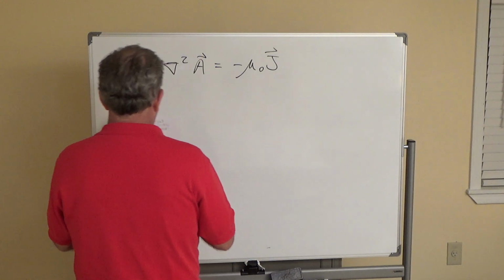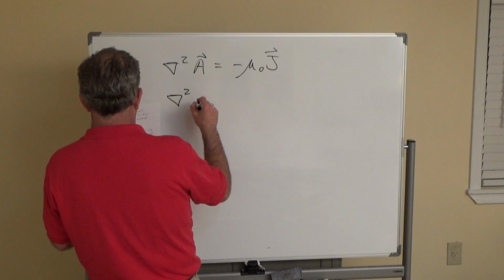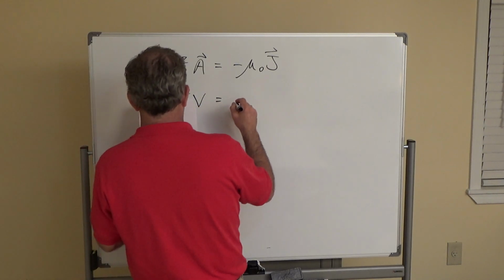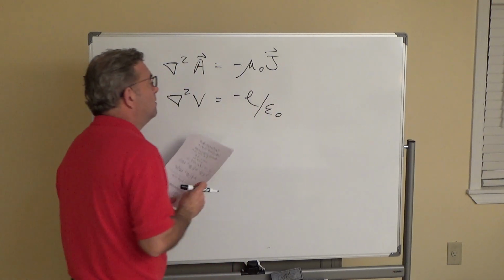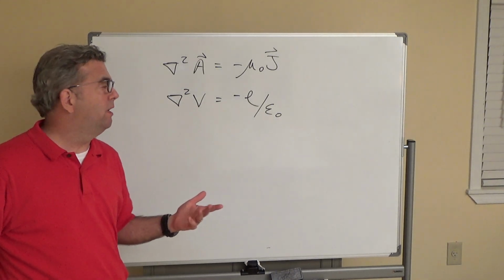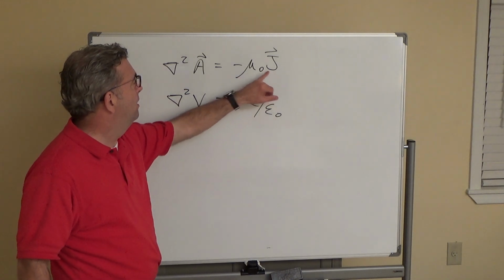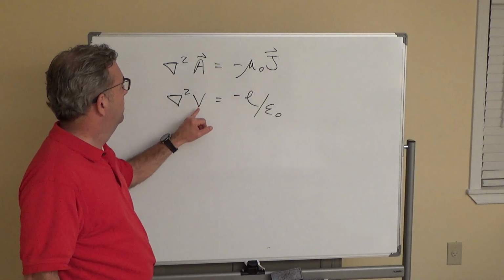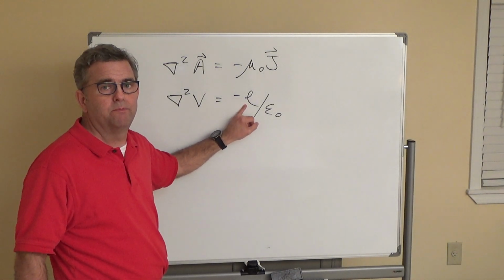All right? And also, which we've had before, the Laplacian of the electric potential is equal to minus rho over epsilon naught. Okay? Nice. This is nice symmetry. These are the same equation, except with this one, the magnetic vector potential depends on currents. The electric potential depends on the charge distribution.